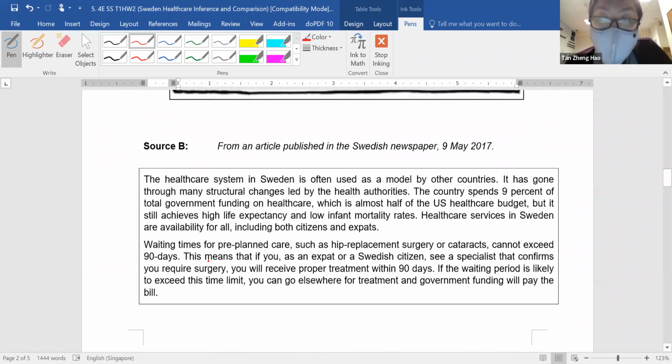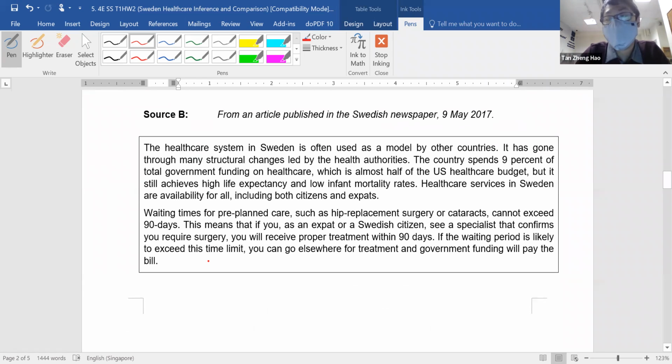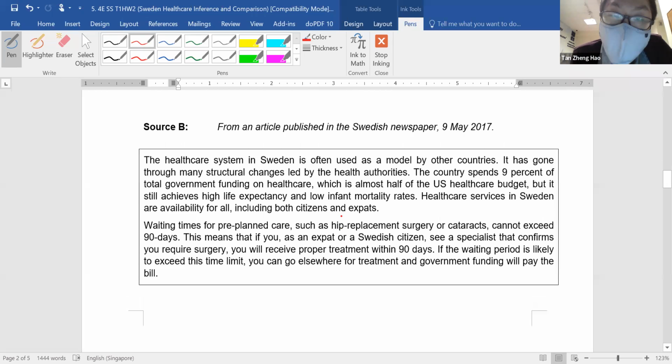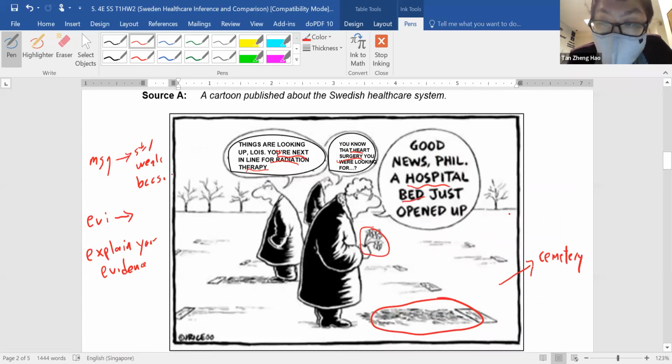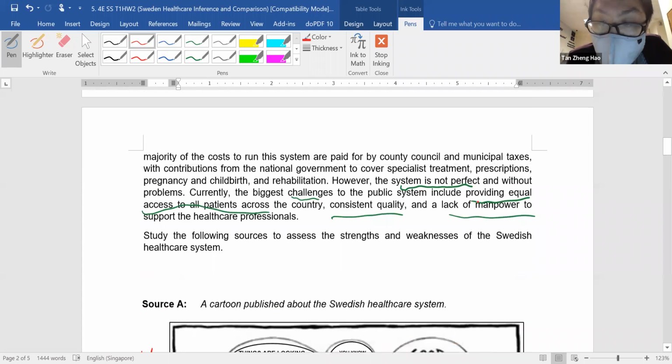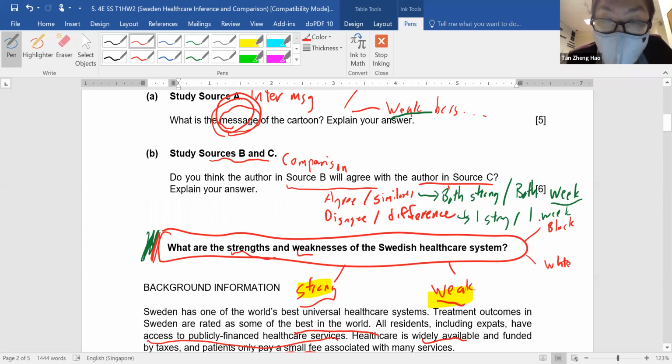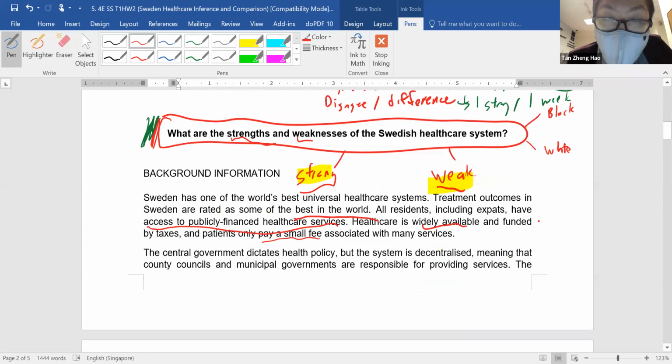So let's look at source B and C now. It is the comparison question. So your job is to find out whether they agree or disagree. What do they agree and disagree about? And just to recap, just now I already said we already know we want to look for, do they say the healthcare system is strong or weak? So let's look at the source now and start finding our clues.